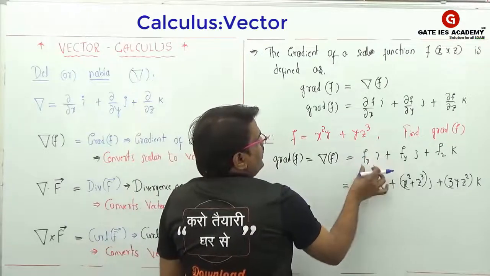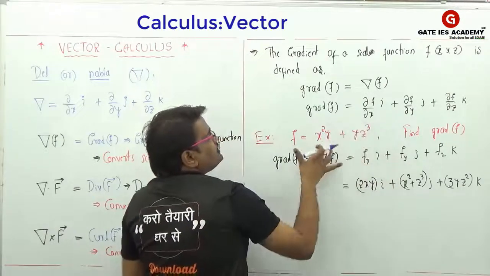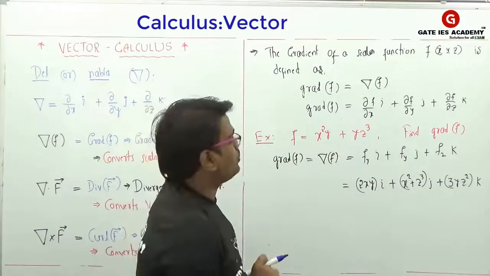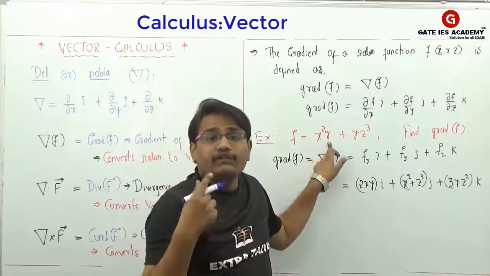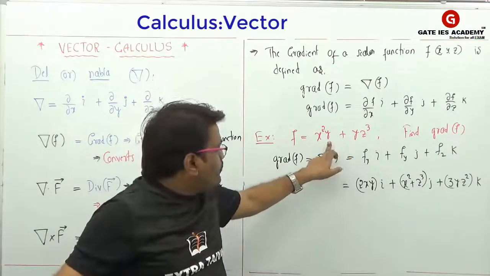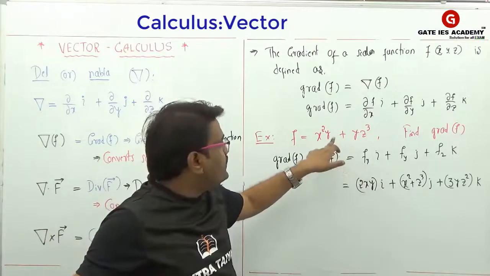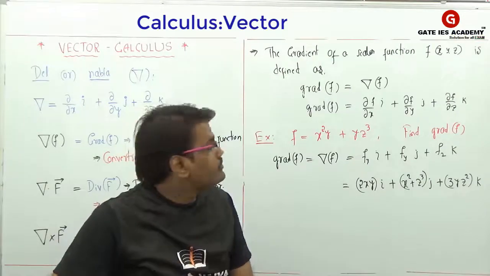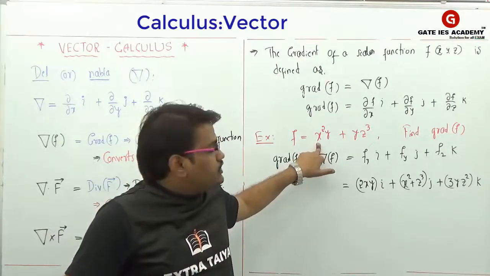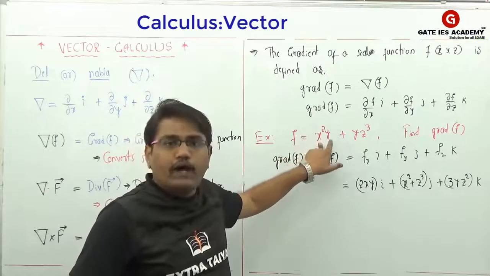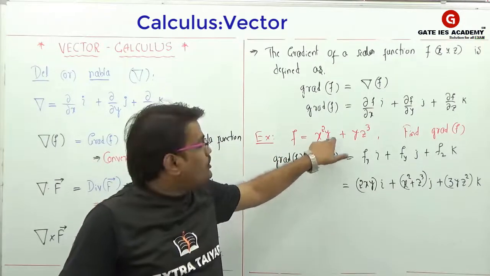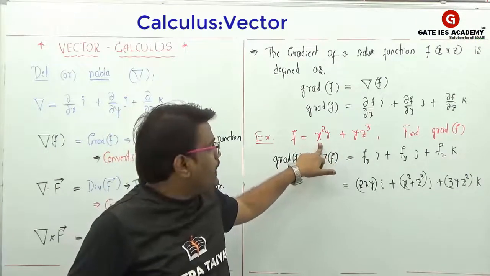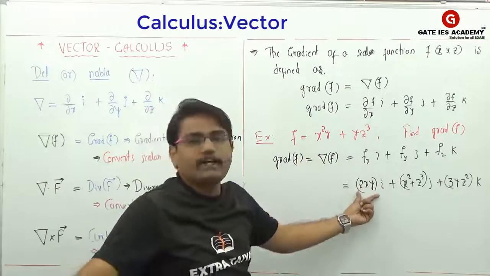Now what is f_x? For this entire function f, partially differentiate with respect to x alone, treating the other variables as constants. When you are differentiating with respect to x, the other variables, y and z, will be treated as constants. So what is the derivative with respect to x? This becomes 2xy, because y is a constant. A constant times x squared differentiates to 2x times the constant. So 2xy. That's why I wrote 2xy i.